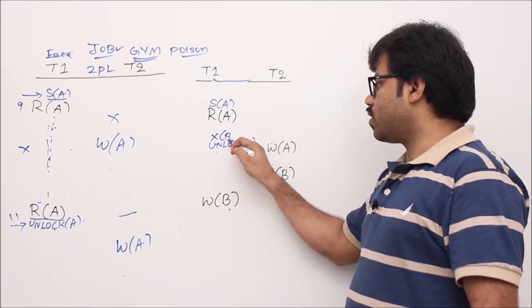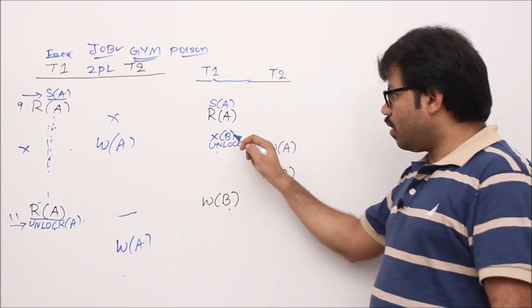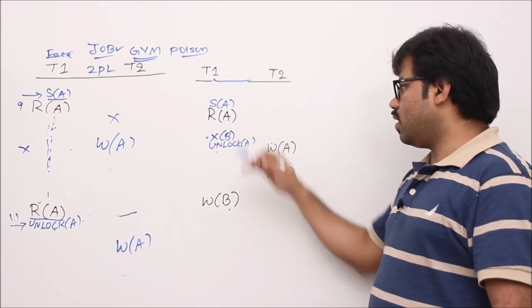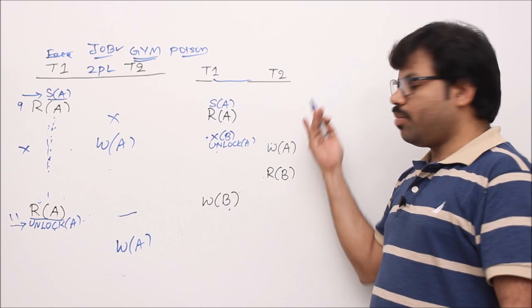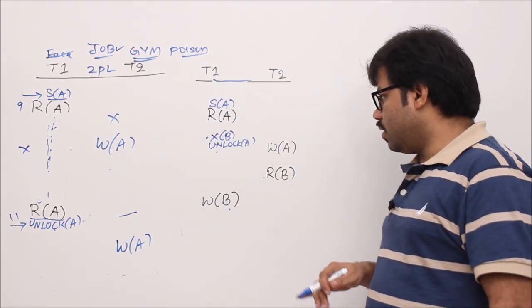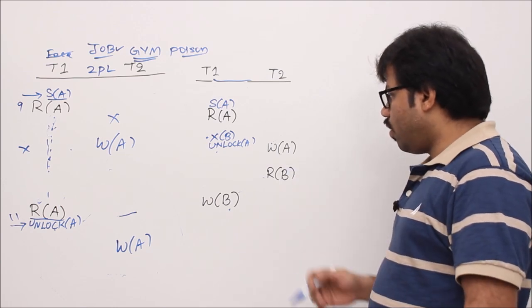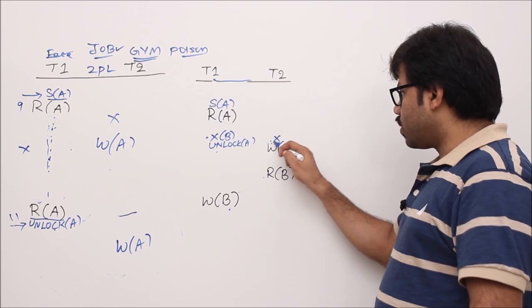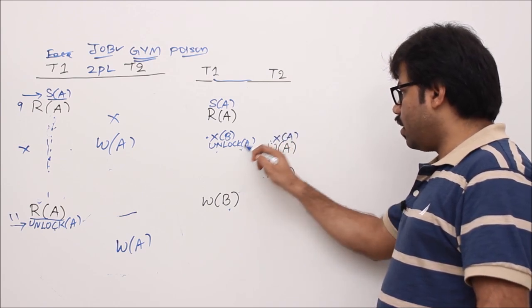So I do an exclusive lock on B here. This is the best point where I can lock B. The reason is, if I lock earlier, I will be controlling others unnecessarily, correct? So if I lock here, what happens? Now at this point T2 can take the exclusive lock on A, because we already released it.